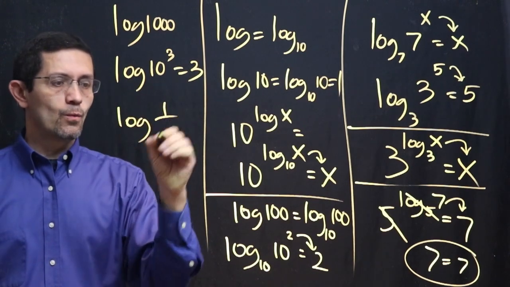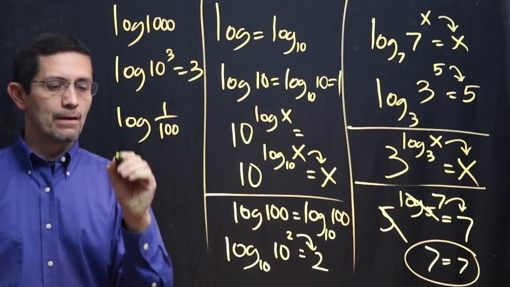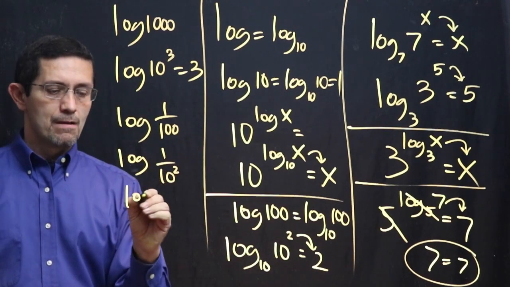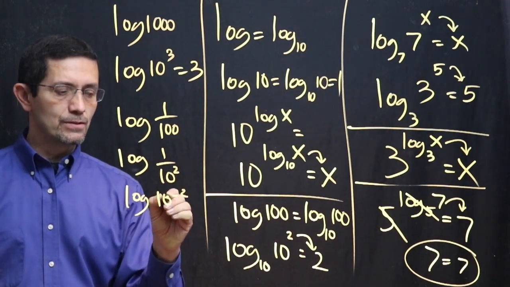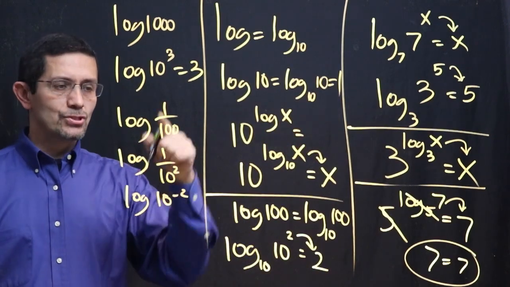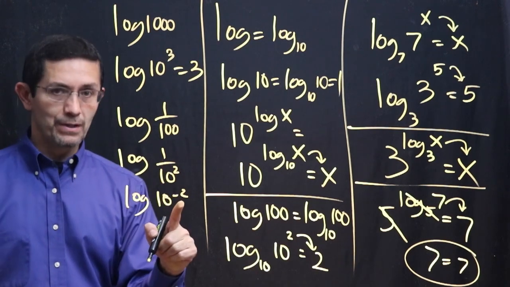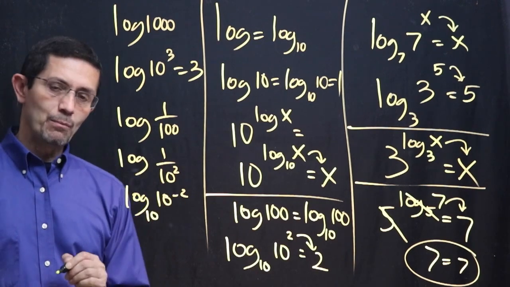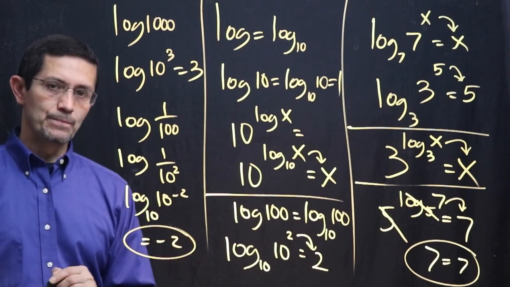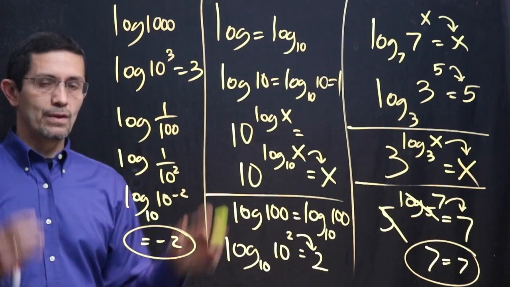Log of 1 over 100. Same idea. Log of 1 over 10 to the second power. Log of 10 to the negative 2 power. You notice I didn't rewrite it as an exponential. I just kept working with the 100. 1 over 10 squared, I move it to the top, which becomes a negative exponent. And now, if I put a base, you know that this base and that will cancel out. My answer is negative 2. So these are basic properties that we need to learn in order to work with logarithms.